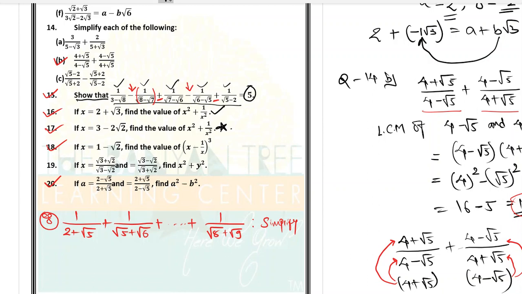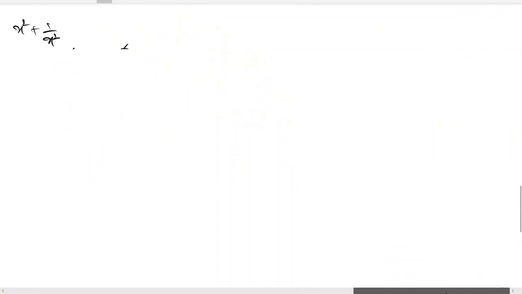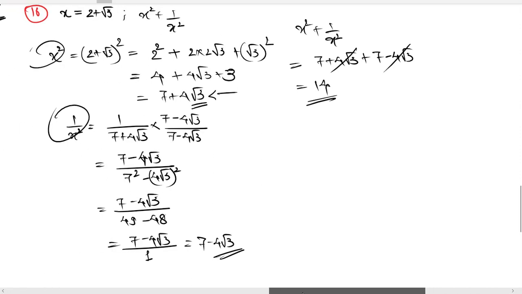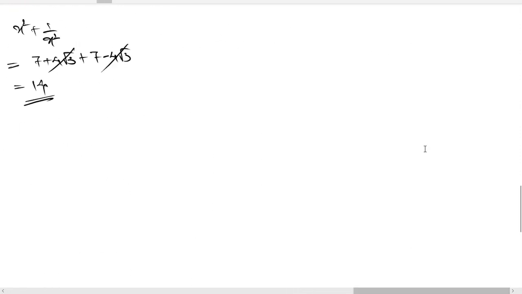18th. You want me to solve 18th? I will solve 18th one for you. Without you asking me, I will solve it. Of course, you have asked me, but if this would have been a classroom, I would not have left this question. 18th one is a good one.